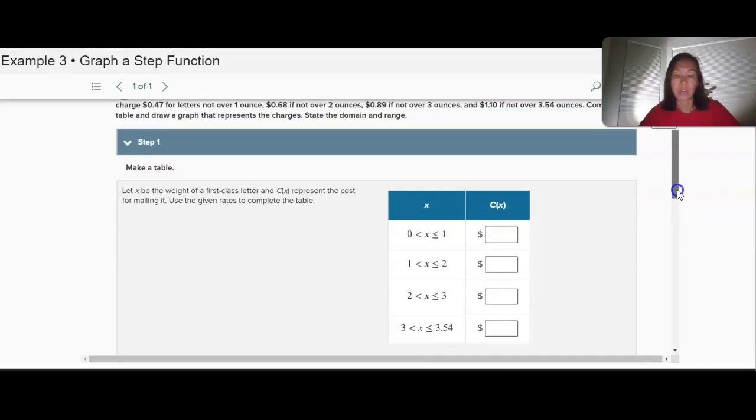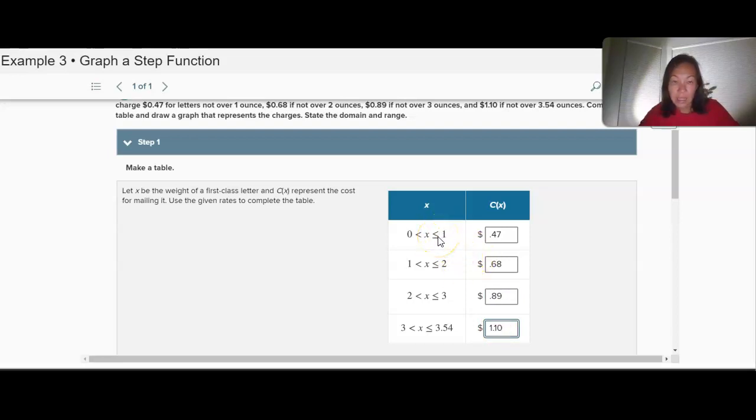So if x is between 0 and 1, then the cost is 47 cents. If x is between 1 and 2, then the cost is 68. 2 and 3, cost is 89. 3 and 3.54, the cost is 110.